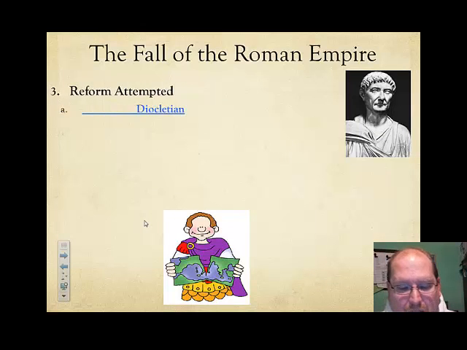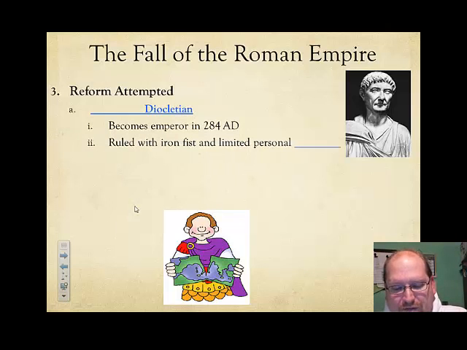However, later on, an emperor by the name of, see if I get this right, Diocletian, tries to reform this. He became emperor in 284 AD and ruled with an iron fist and limited personal freedoms. He thought that Rome was on a downward spiral, which it was, and he said he needs to take complete control in order to turn it around. In some cases, that works. The trick is when he needs to loosen up that power when he's gotten back what he needed.